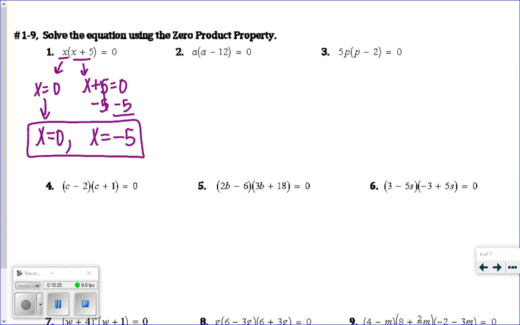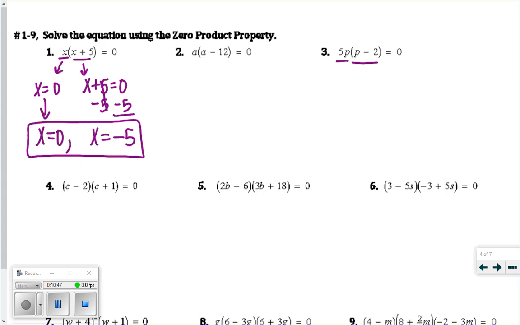Okay, let's try another one. I'm going to skip over to number 3. The answer key will be on Schoology, so you can always check the other ones if you try some other ones. But let's try number 3. I've got 5p, so I've got this monomial right here being multiplied by that binomial. And when they're multiplied together, it's equal to 0.